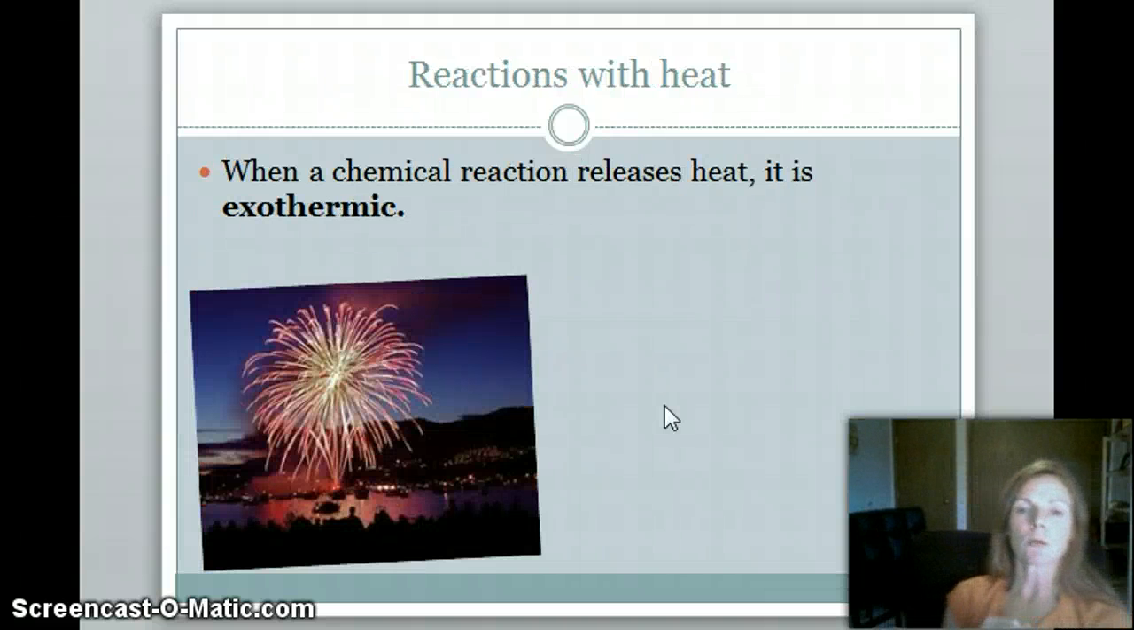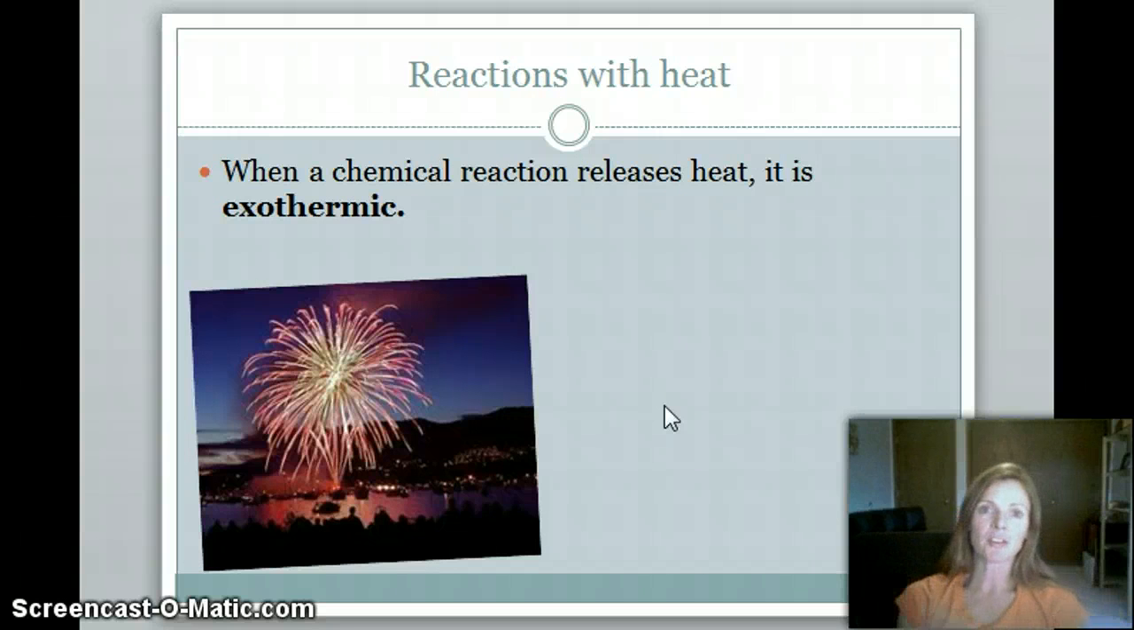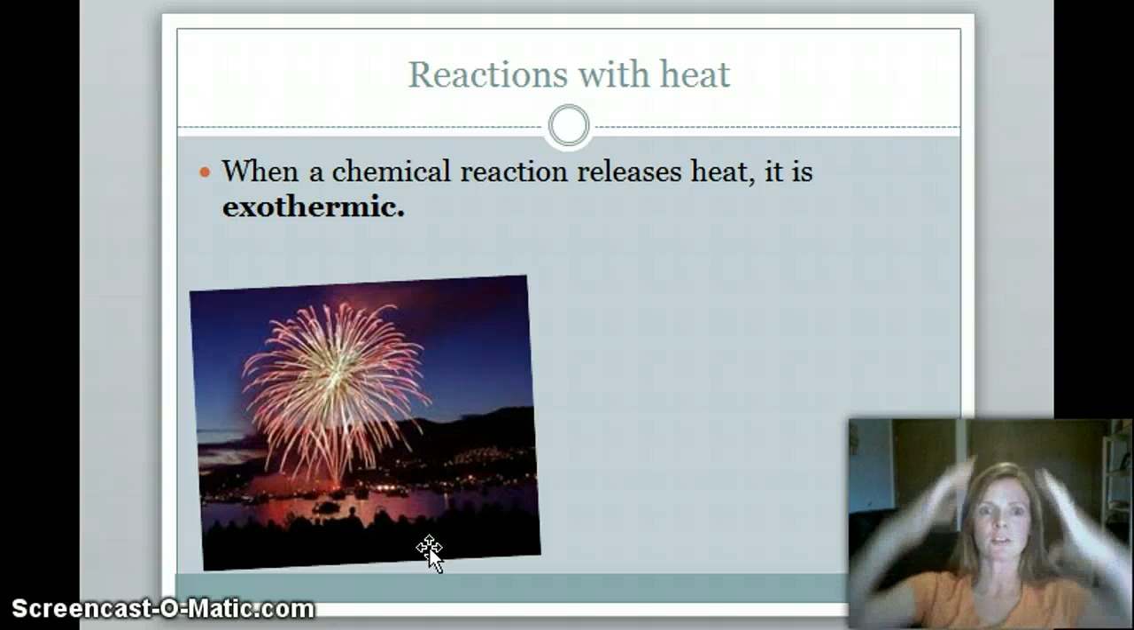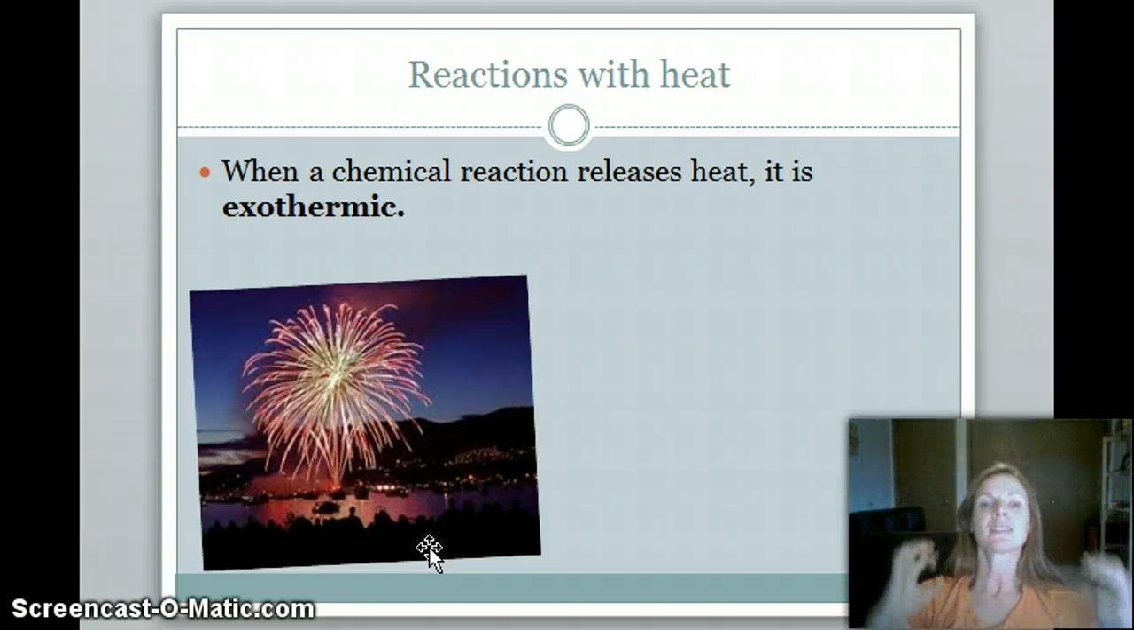All right, now, reactions with heat. When we talk about this in the Class Connect, I'm going to give you some visuals on these, more so than just a picture. But when we talk about an exothermic reaction, we talk about a chemical reaction that releases heat. I love this picture of the lovely fireworks, because we love fireworks, especially on the 4th of July and New Year's and so forth. When we see that, we're seeing an exothermic reaction. It's going to release heat and energy.